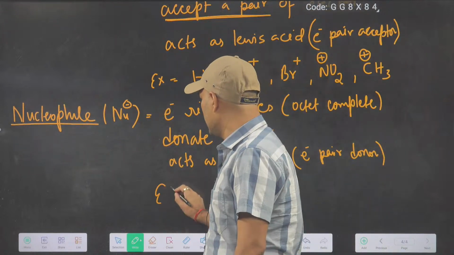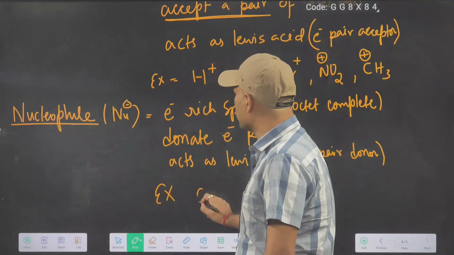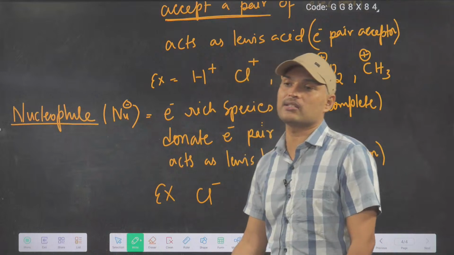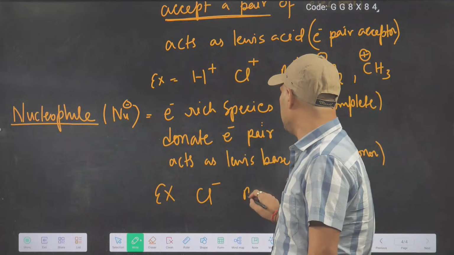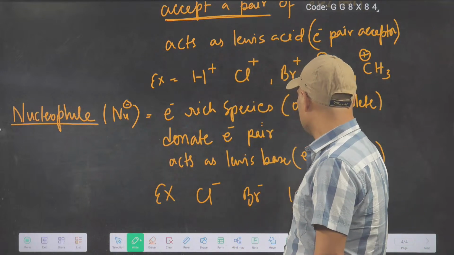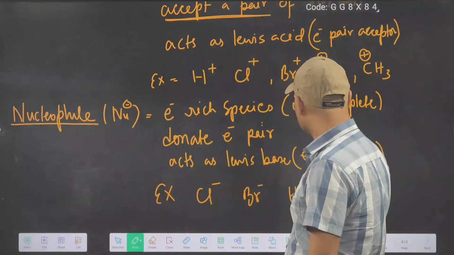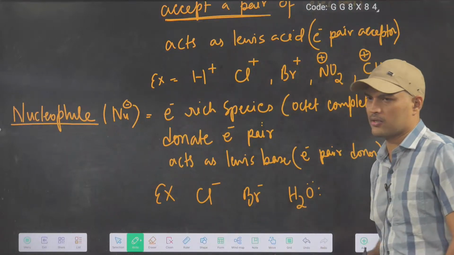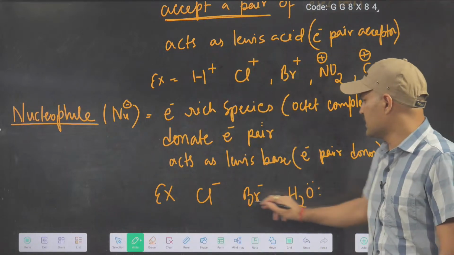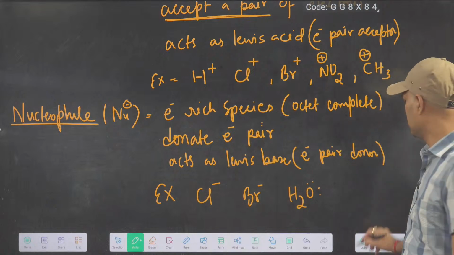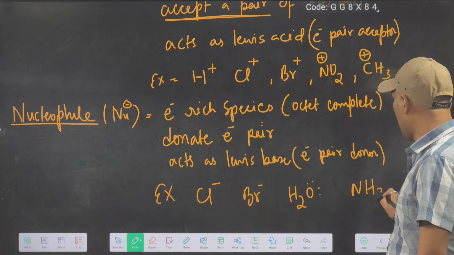So now let's write examples of nucleophiles. You can write Cl minus, Br minus. You can write water, having lone pairs; everyone has a complete octet. You can write ammonia.